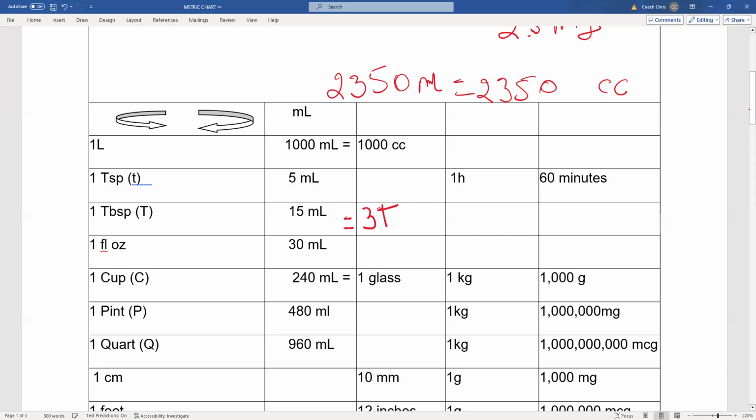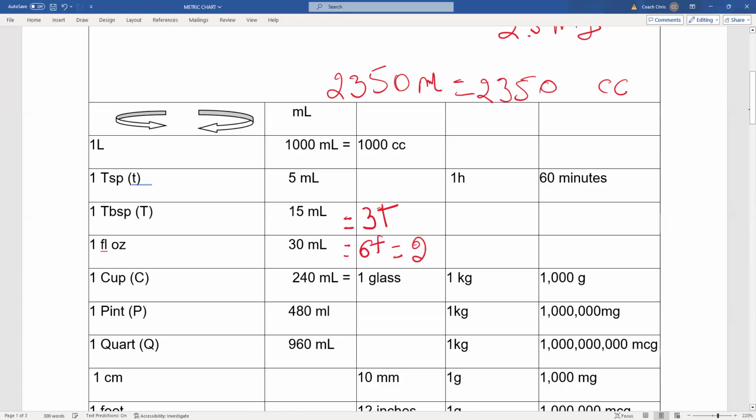1 ounce equal 30 ml. So how many 5 ml gonna go into 30 ml? So you can see it's gonna go in 6 times. So you know 1 fluid ounce equal 6 teaspoons. Equal how many tablespoons? 15 go into 30 2 times.